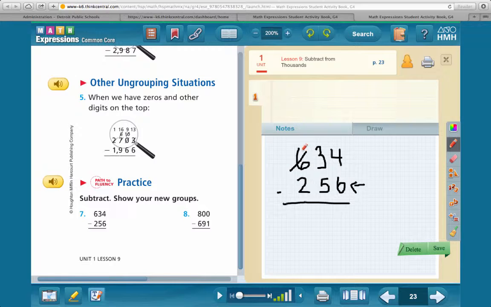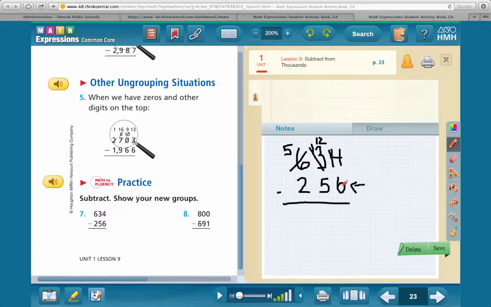So if we ungroup the 6 and take 100 from that, this becomes 500. Remember, this is in the hundreds place, so this becomes a 500. And then we give that to the tens place, and we now have 13, but then we need to borrow one from the 13, and that becomes 12. We end up giving that to the 14. So as you ungroup, remember you're giving the next one to the number to the right.